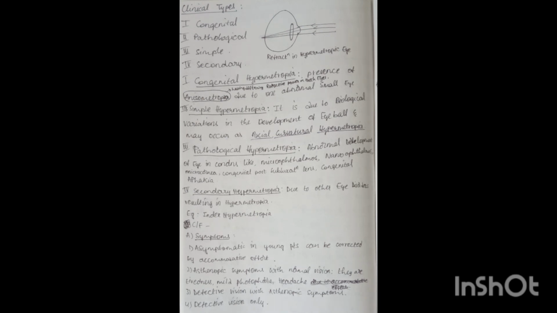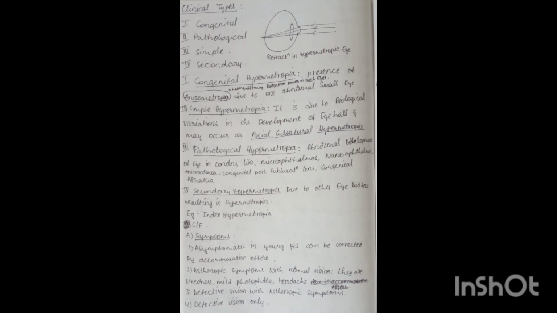So let us now discuss pathological hypermetropia. Abnormal development of the eye in conditions like microphthalmos, nanophthalmos, microcornea, congenital posterior subluxation of lens, and congenital aphakia causes pathological hypermetropia. Secondary hypermetropia is due to other eye disorders resulting in hypermetropia, for example, index hypermetropia. These are all topics we discussed in our first video.